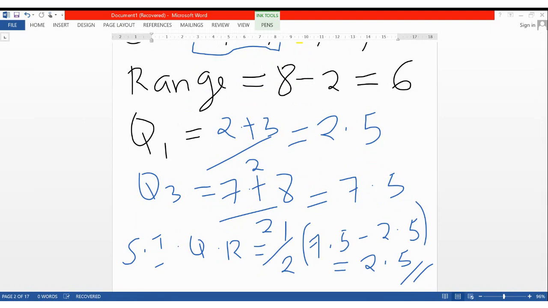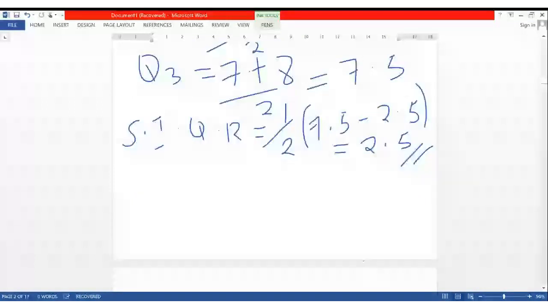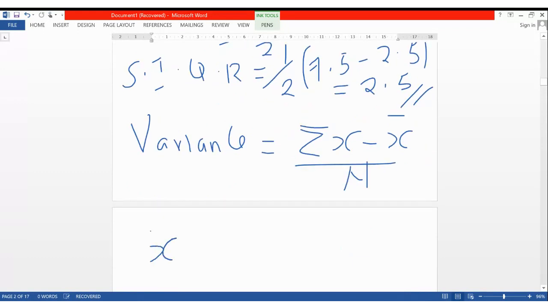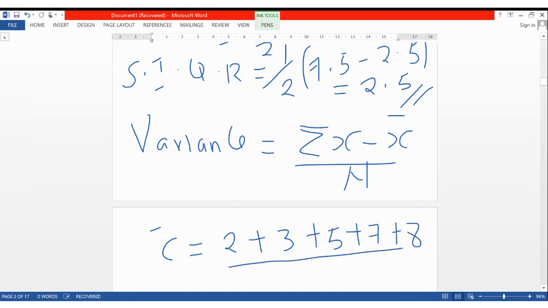The variance. Now, variance, I've given you a formula. The variance will be given by summation of x minus x bar all over n. So first of all, I'll get the mean. The mean x bar will be given by 2 plus 3 plus 5 plus 7 plus 8. I divide this by what? How many numbers are there? I think there are 5 numbers. So 2 plus 3, that is 5, 10, 10 plus 15, 25. So the mean here is what? 5.